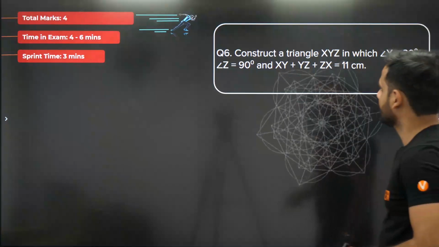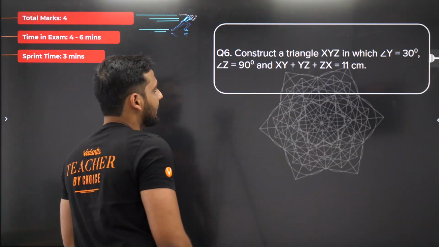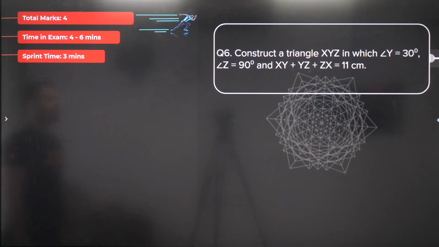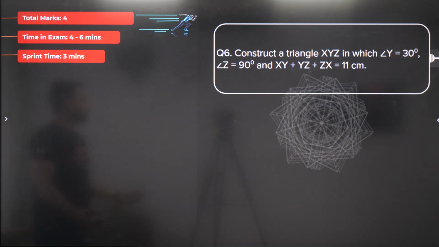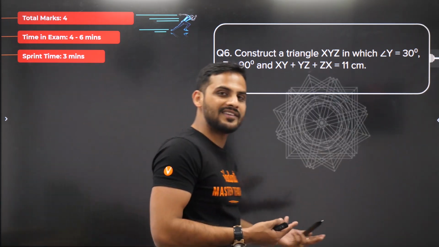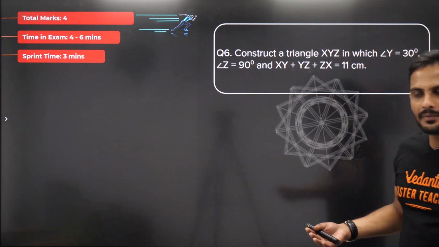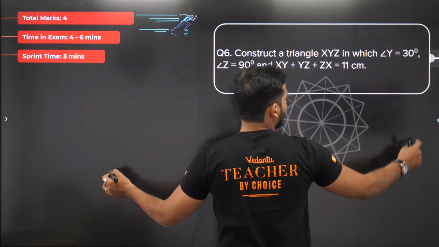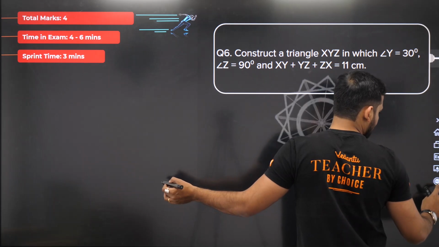The next question we have is this. Construct a triangle XYZ in which angle Y is 30 degrees, angle Z is 90 degrees, and XY plus YZ plus ZX is 11 centimeter. So this is the kind of question in which two base angles are given and the perimeter is given. So what you'll do is first draw a line of 11 centimeter.